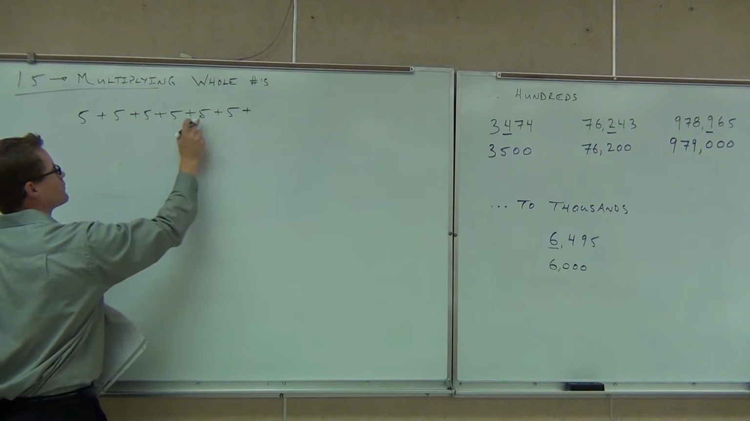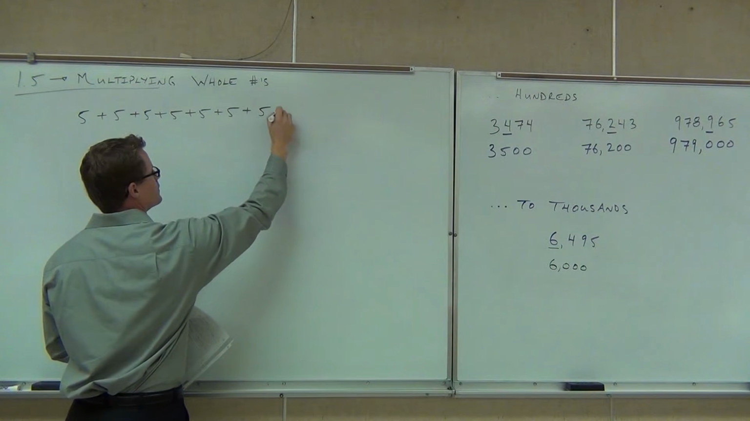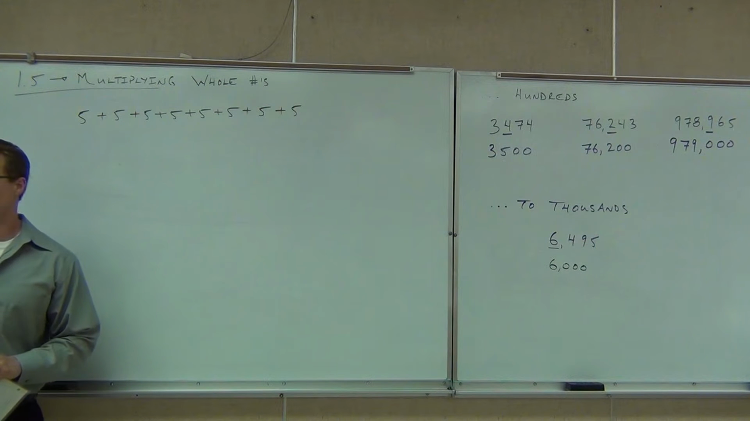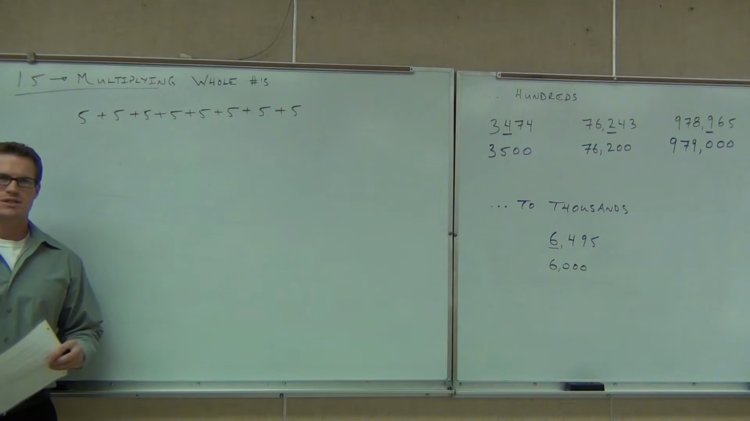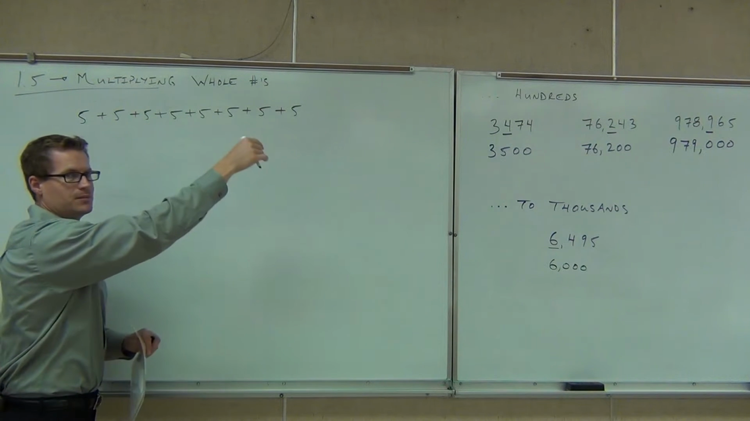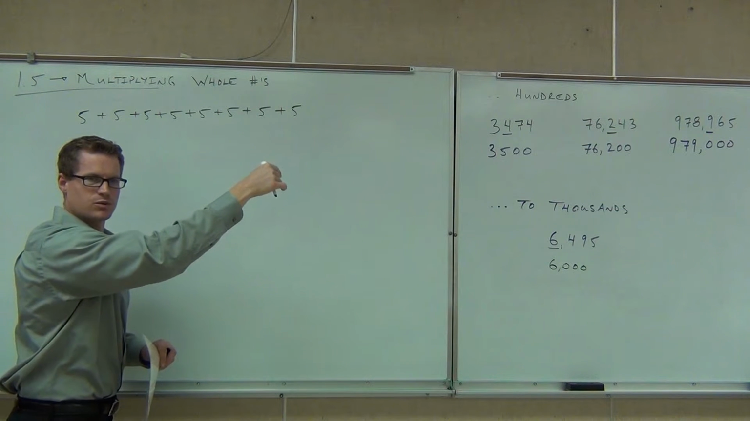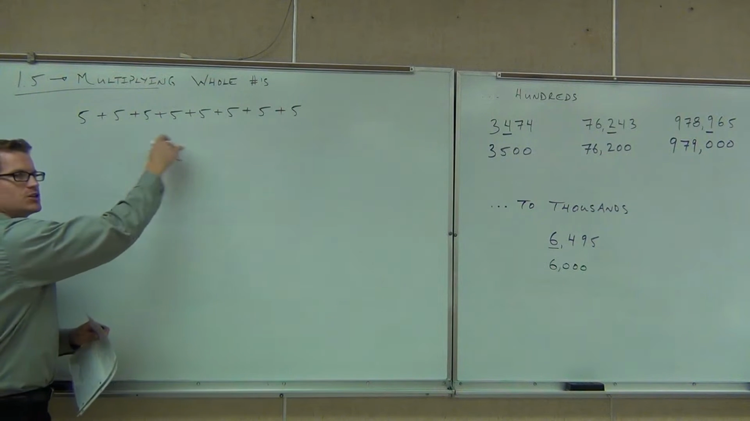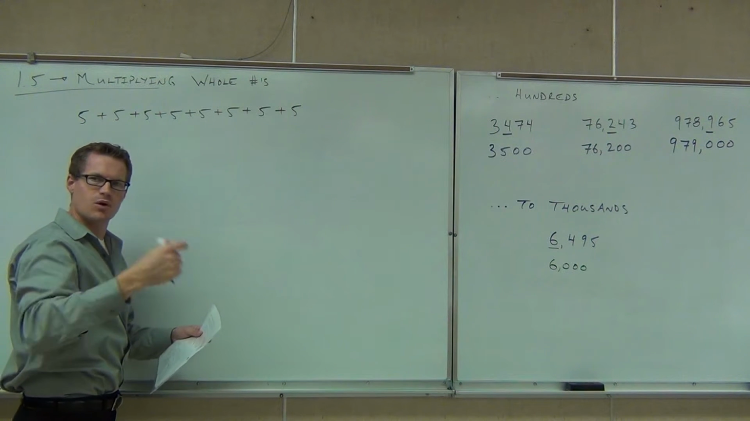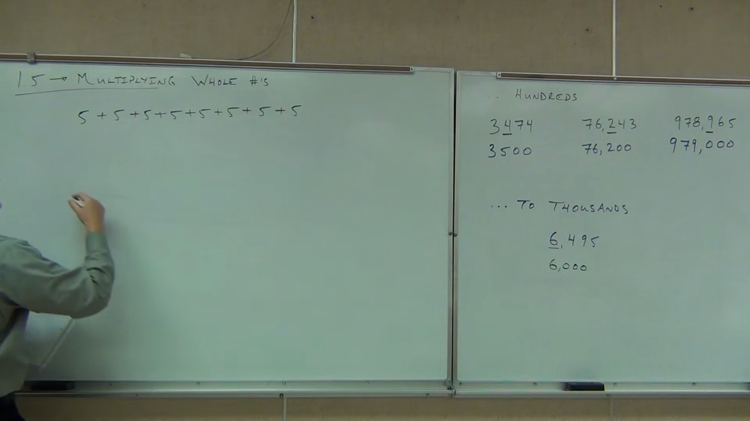One, 2, 3, 4, 5, 6, 7, 8. That's really quite annoying to do, isn't it? So instead of doing 5 plus 5 plus 5 8 times, notice the word I'm using, 8 times, that's where we get that word. Repeated addition is also considered multiplication. That's where we get it from. If you're adding the same number over and over and over again, we get multiplication out of this.